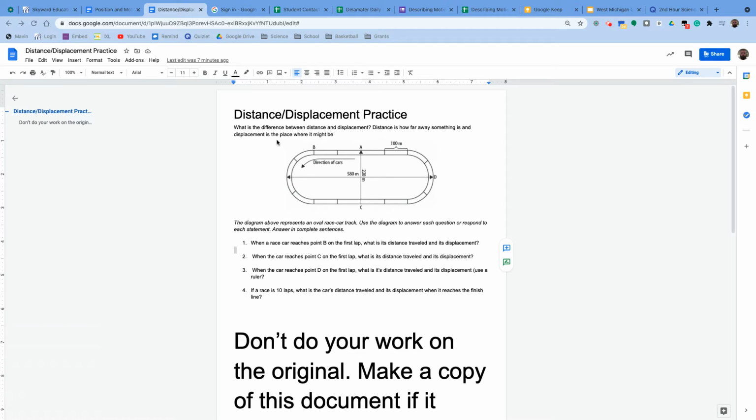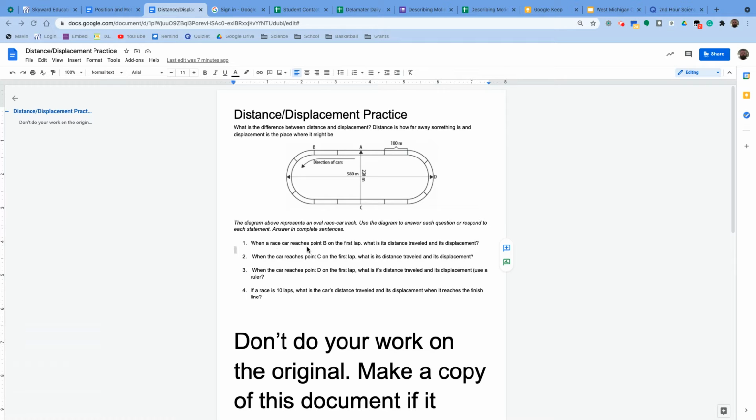All right, so we're going to go over this distance and displacement practice activity today. Remember the definition of distance is how far you've traveled from one point to the other point, and displacement is the actual distance between where you started and where you finished. So let's look at this first one.